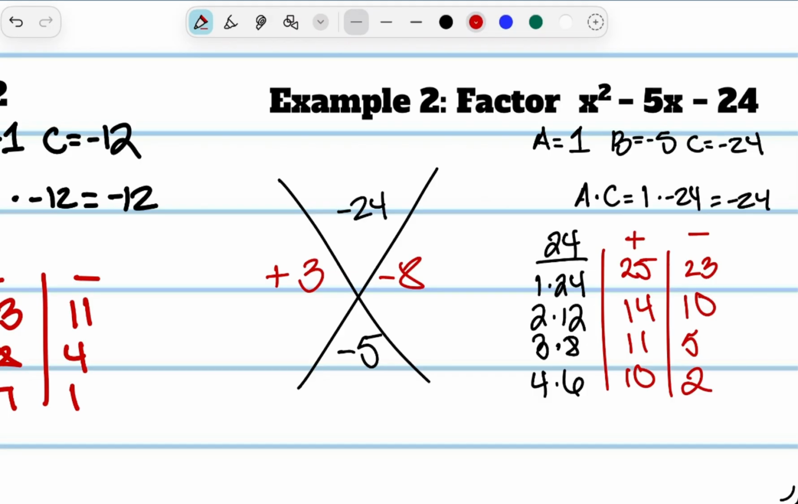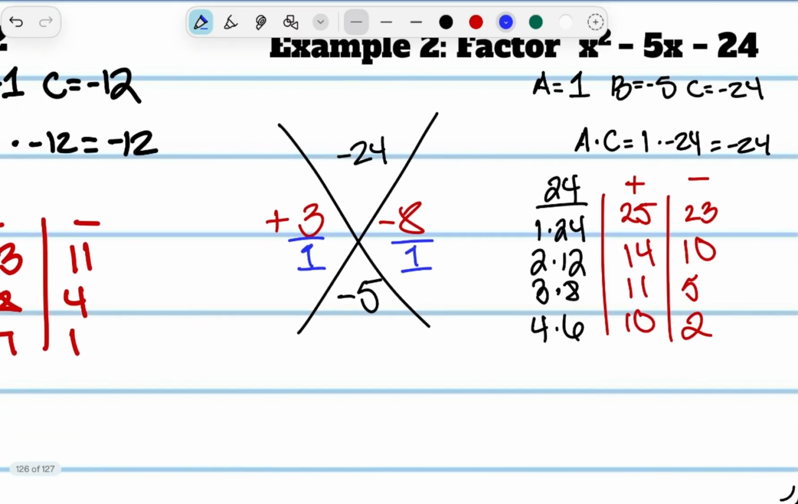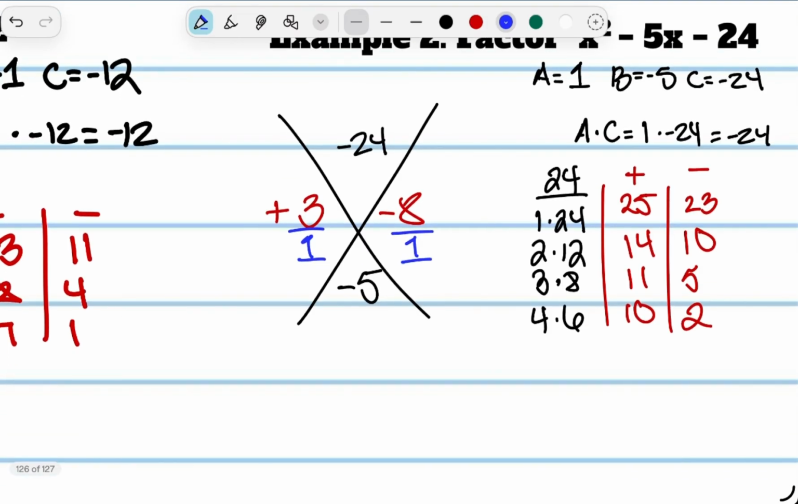So now we're going to take whatever the A term is, put it at the bottom of each one of our factors. We're going to then simplify, but because 1 is already the smallest term, we don't have to make it any smaller. Now we can go ahead and write our two binomials. Bottoms up, meaning the number at the bottom of the fraction goes in front of the x, and the number at the top of the fraction goes behind the x.